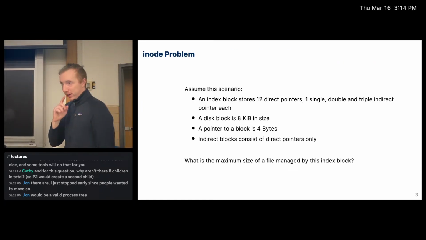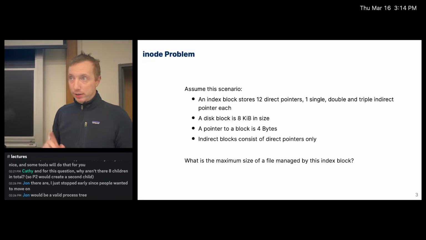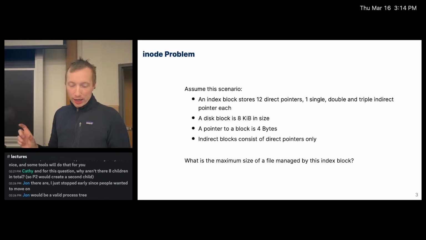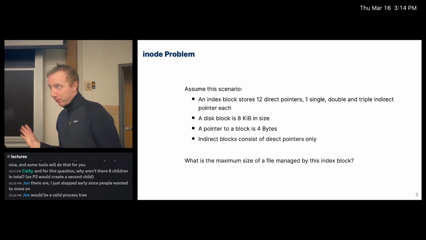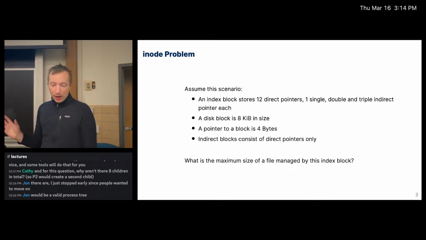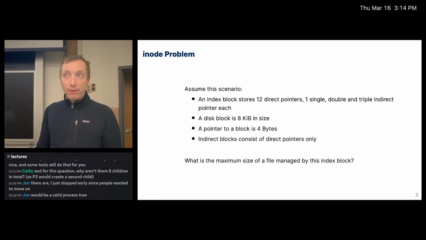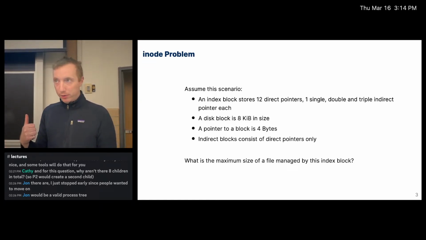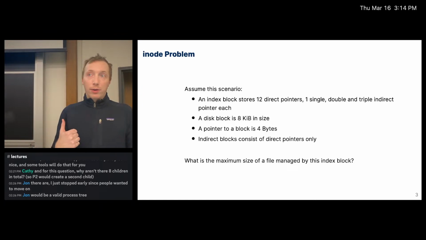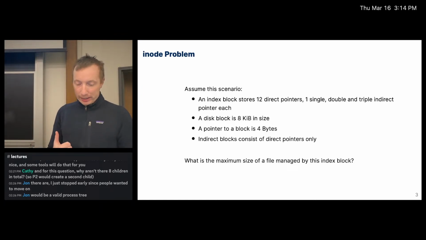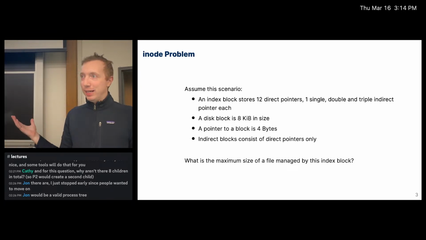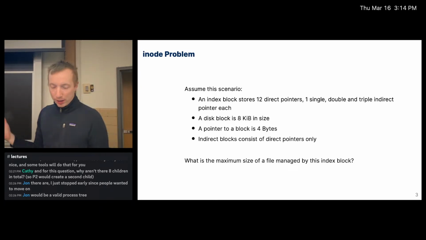So if we go back to that same scenario where the disk block size is 8 kilobytes, a pointer is 4 bytes, and we have indirect blocks consisting of direct pointers only, exactly like that index thing, we should be able to figure out now what the maximum size of a file managed by an inode is. So if I only had one direct pointer, the maximum size of my file would only be 8 kilobytes because I can only point to one block.